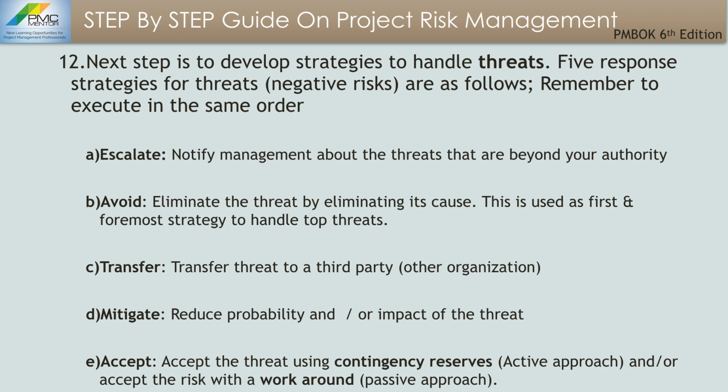Eliminate the threat by eliminating its cause. This is used as first and the foremost strategy to handle top threats. An exam tip. Transfer threat to a third party, that's what we call transfer strategy. Mitigate is about reducing probability and or impact of the threat. Accept the threat using contingency reserve, that's called an active approach. Or you can accept the risk with just a workaround. You wait and see and then do something if it occurs.